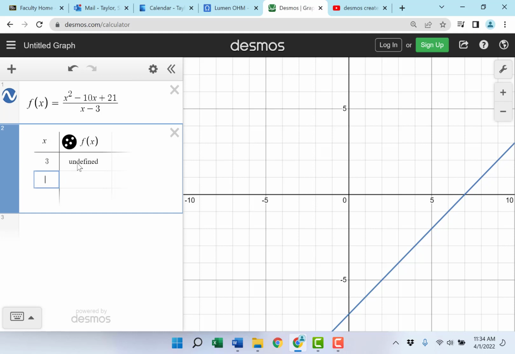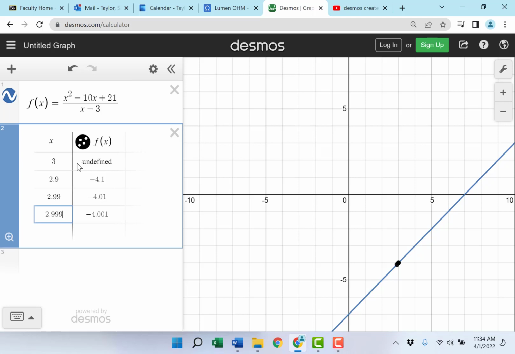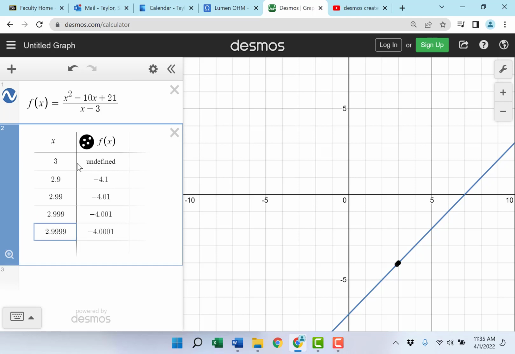But we could explore the behavior on the left side of x equals 3 as we get very, very close to x equals 3 in order to numerically explore the y value that this function is approaching. So for example, I could pick x is 2.9. That's a value on the left side of x equals 3, which is very close. I could plug in x is 2.99, which is even closer to x equals 3. I could explore 2.999 and 2.9999. These x values are approaching x equals 3 from the left.